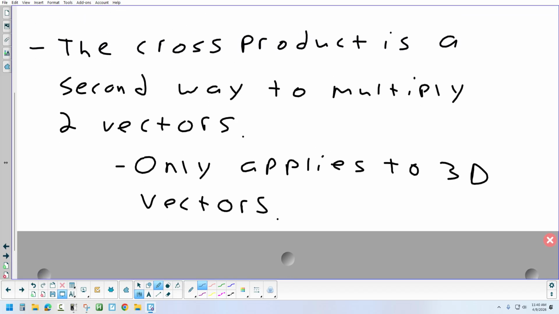As far as the applications, we don't get into the applications as much. To do the application, you need to know a little bit of physics. That's one area where we use cross products, or calculus. But we're just going to learn how to find a cross product, and then if you take a future class or if you do engineering or anything like that, you'll practice applications.